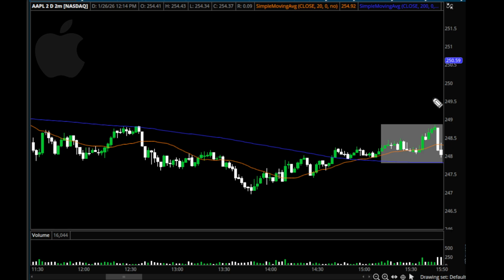If it opens above this box, let's say we get a candle right here like this, boom, my bias is long for the day. No matter the color of the candle, doesn't matter. My bias is long. If it opens below this box, my bias is short. That's it. That's all I look for every day. So this helps me identify my bias. Right? Now after we open, let's see what we got after the open.